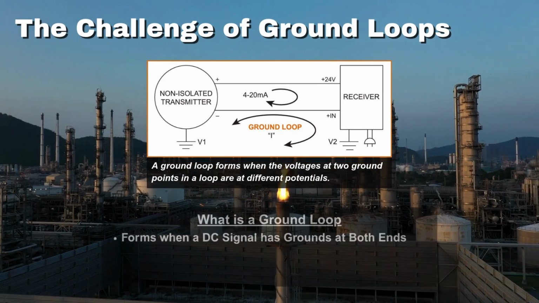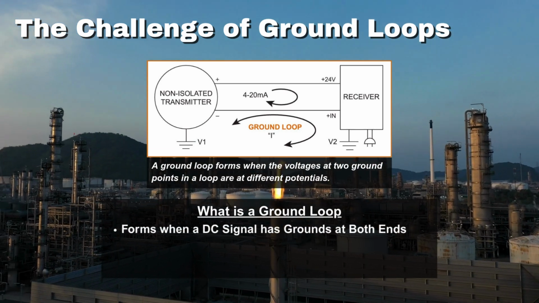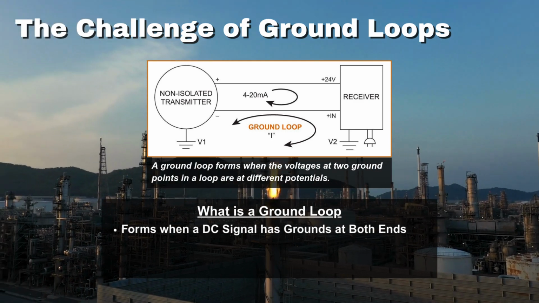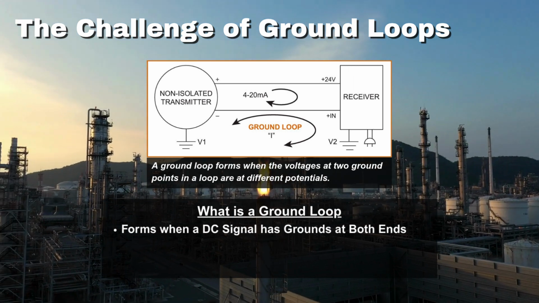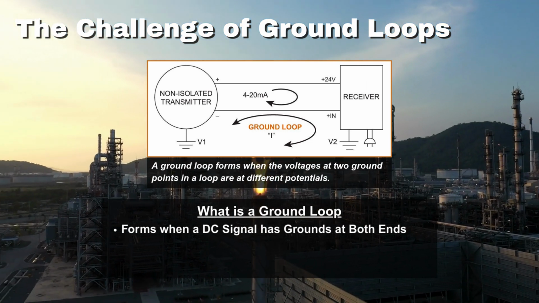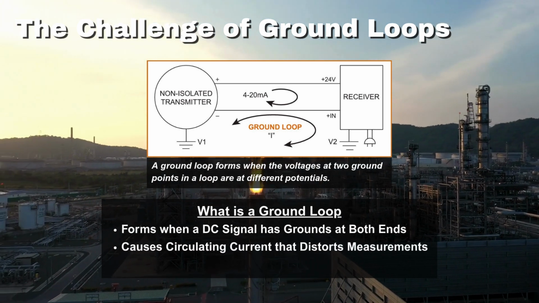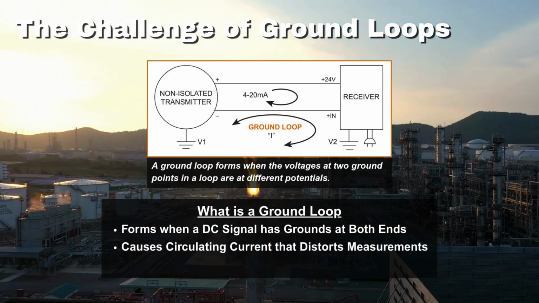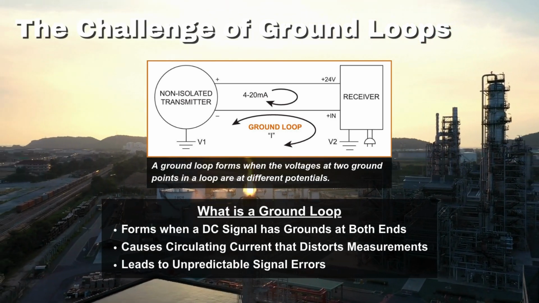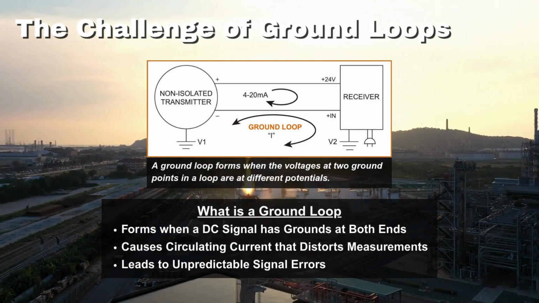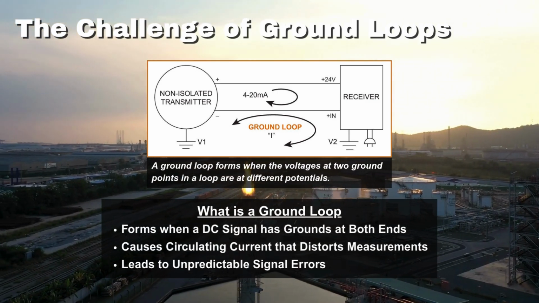Ground loops occur when DC signal wires, like a 4 to 20 milliamps loop from a differential pressure transmitter to a controller, have paths to ground at both ends. If the voltages at those two ground points are different, a circulating closed current can form through the wires and ground, introducing unpredictable amounts of current into your electrical signal. This can distort measurements and reduce the accuracy of your control system.